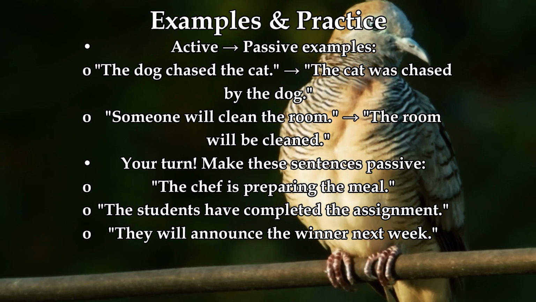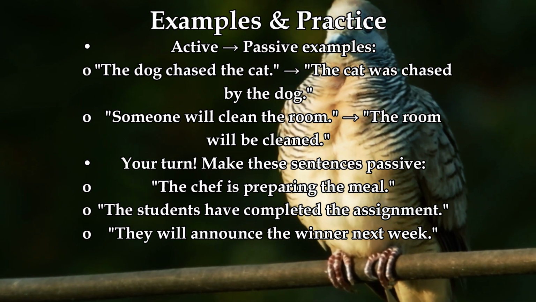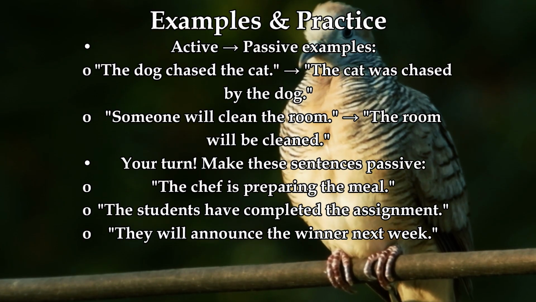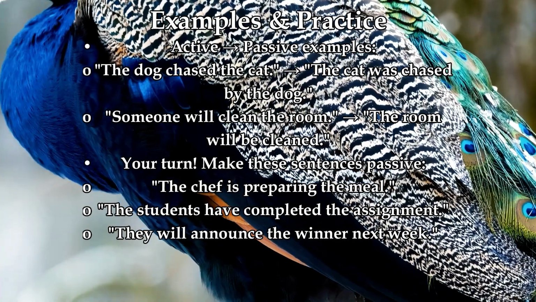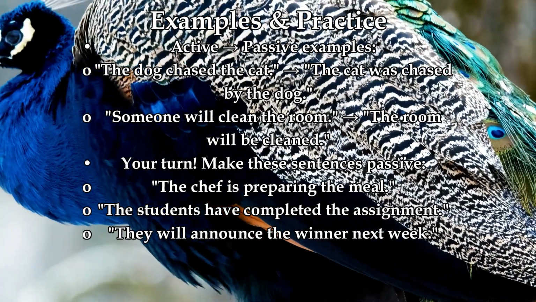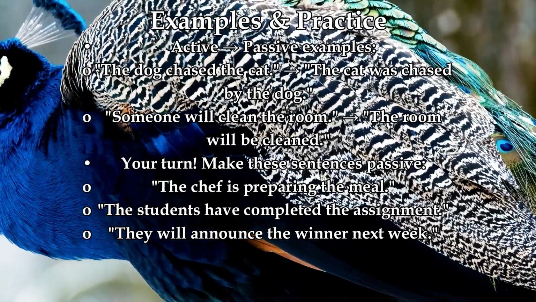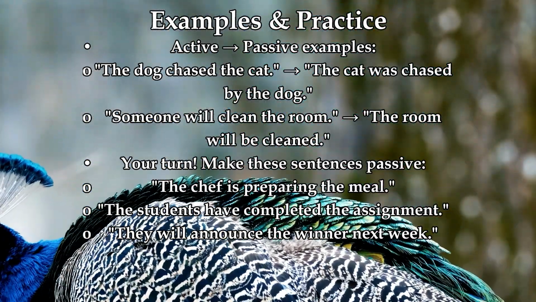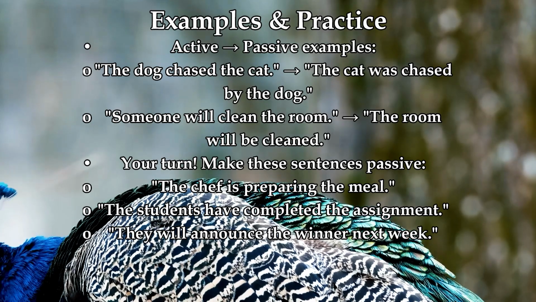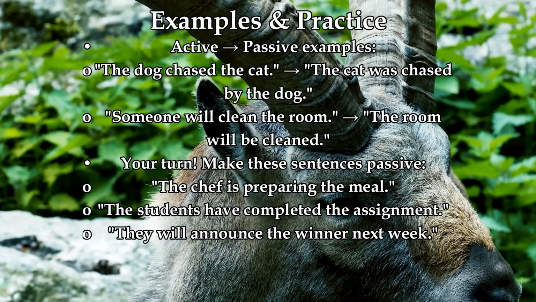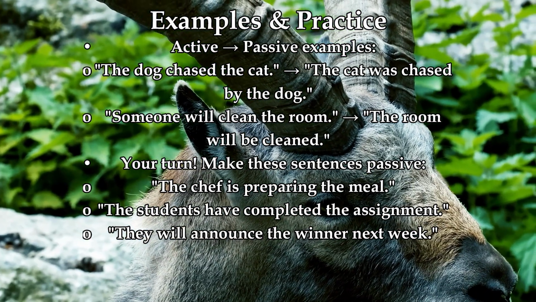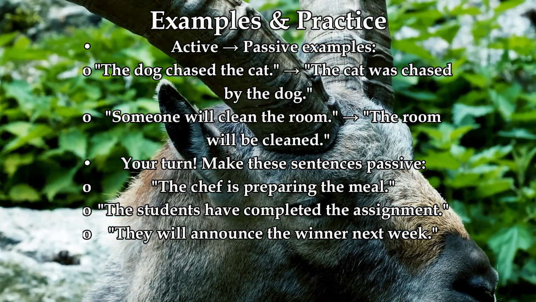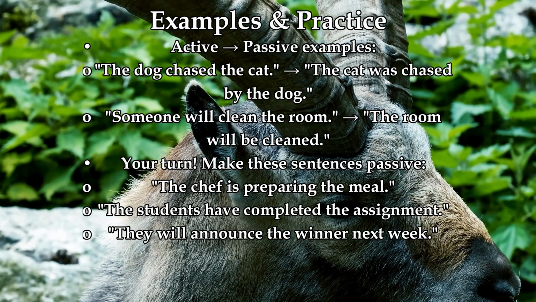Here are some examples. Active: The dog chased the cat. Passive: The cat was chased by the dog. Active: Someone will clean the room tomorrow. Passive: The room will be cleaned tomorrow. Active: They had finished the project before the deadline. Passive: The project had been finished before the deadline.